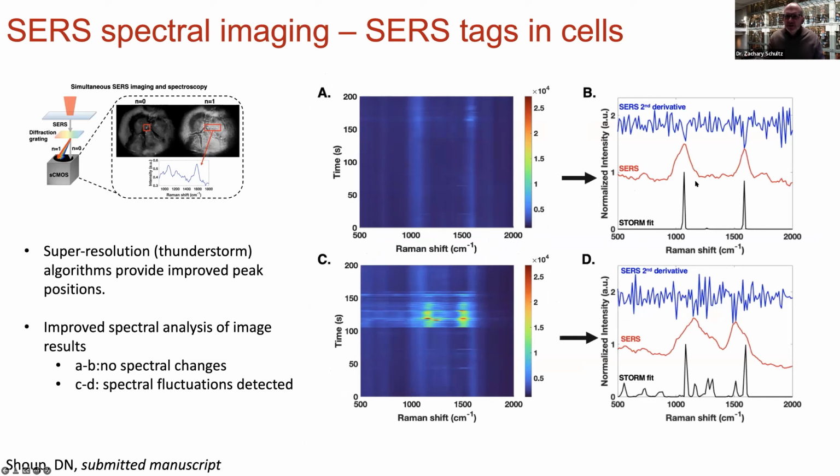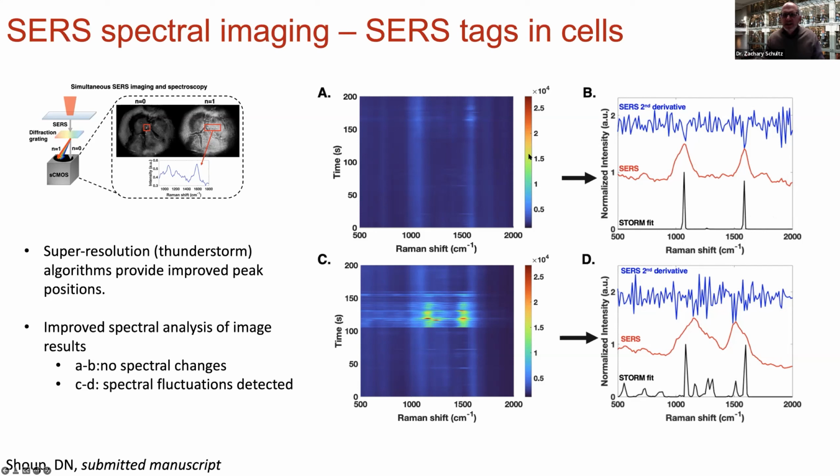Because we're fitting the spectral fluctuations the same as we're fitting the position of the emitter, we can pull out an improved peak position from the STORM fit on the spectral domain of our images. And so while our spectral resolution, limited by diffraction on the grating and the size of our slit, is only about 20 to 30 wave numbers, we can pull out the centers from the STORM fitting of where the fluctuations are occurring with much higher precision.